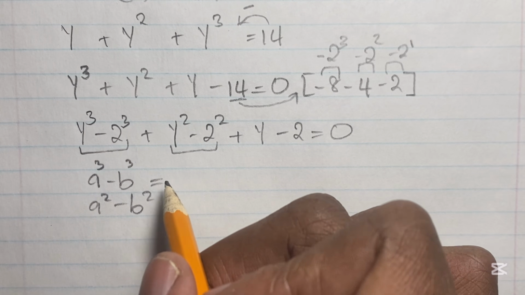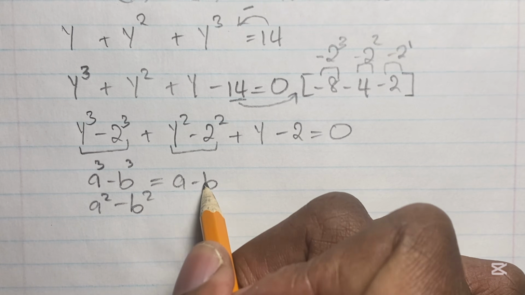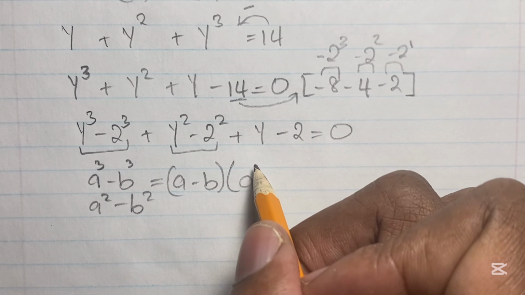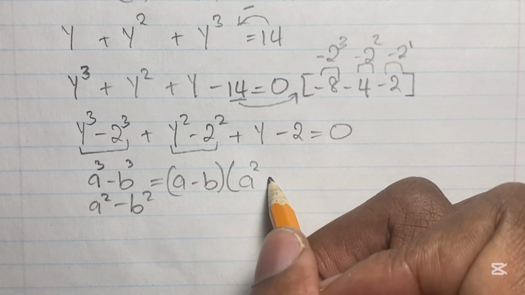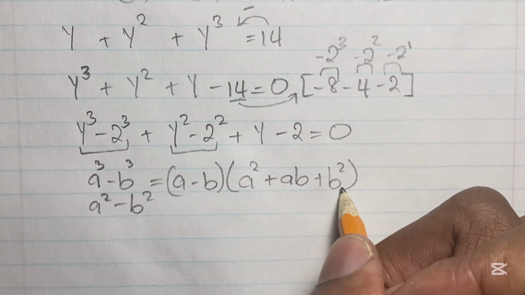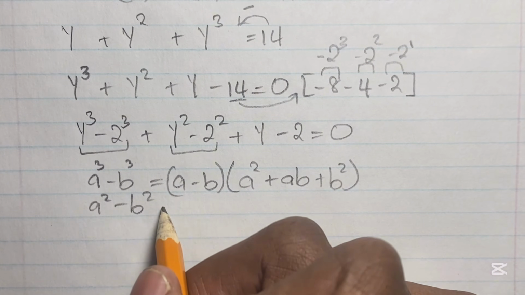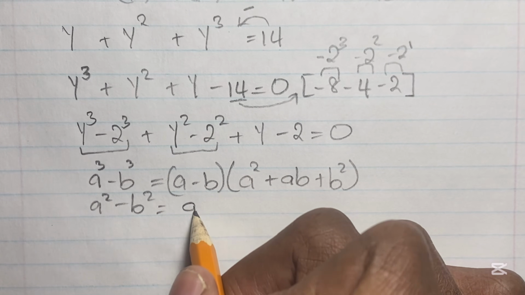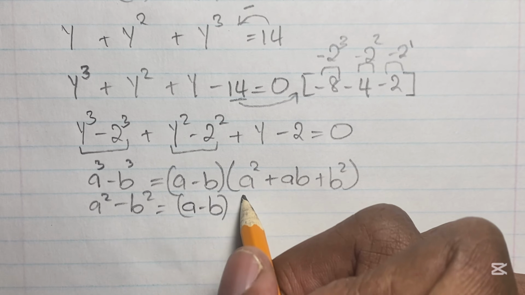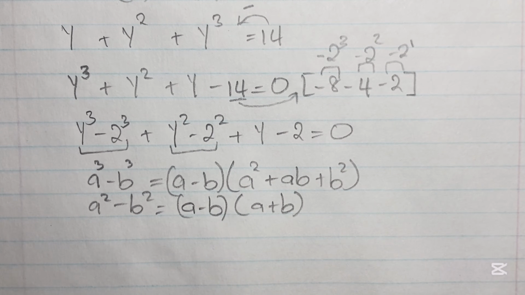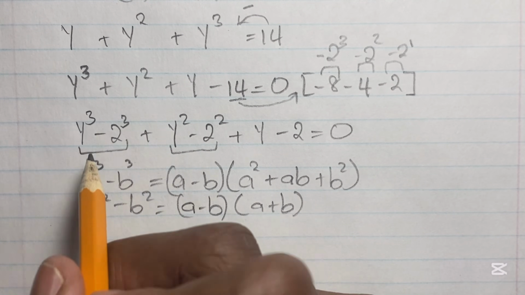Now let us look at the difference of two cubes. The difference of two cubes is expanded by having a minus b in brackets, and another pair of brackets with a squared plus ab plus b squared. And the difference of two squares is expanded by having a minus b in one set of brackets, and the other set of brackets will have a plus b. So in order to solve this equation, we need to learn how to expand these expressions.